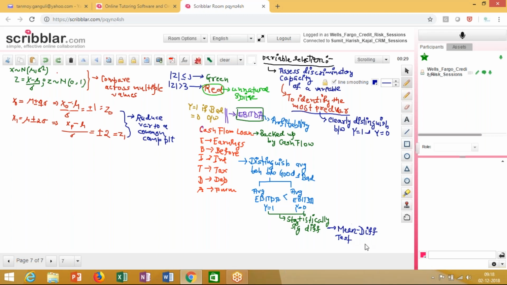So what are the different kinds of mean difference tests that we have? Now broadly, there are two different types of mean difference tests. One of them is the parametric mean difference tests.